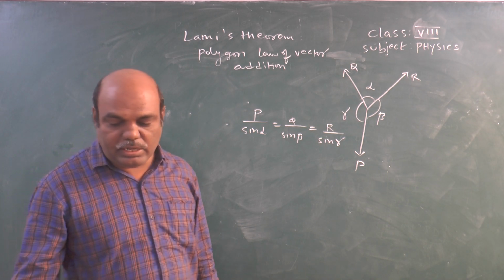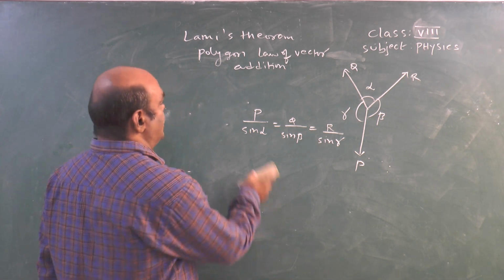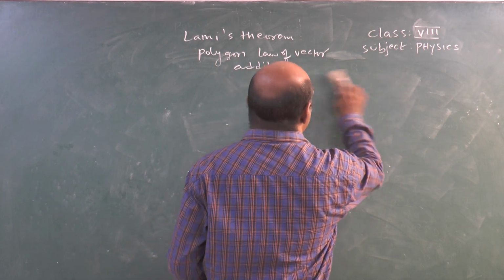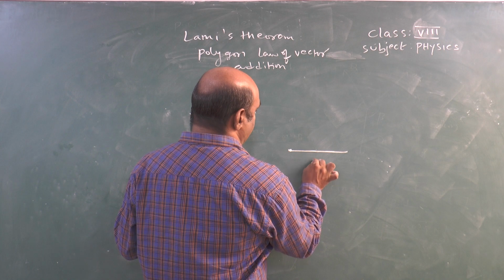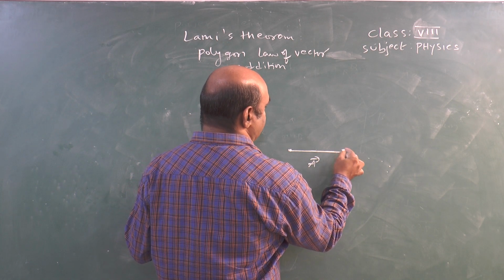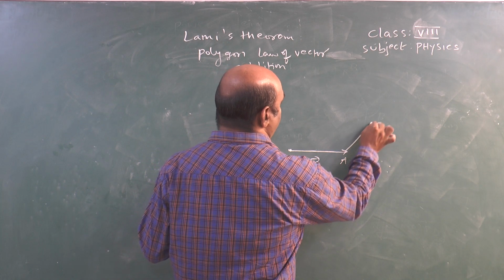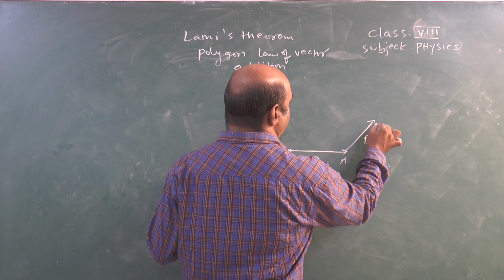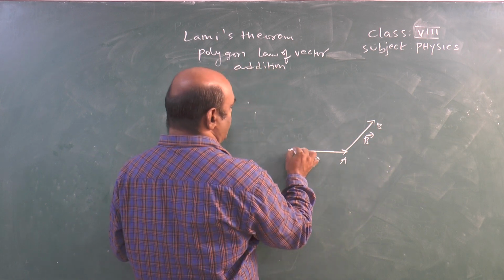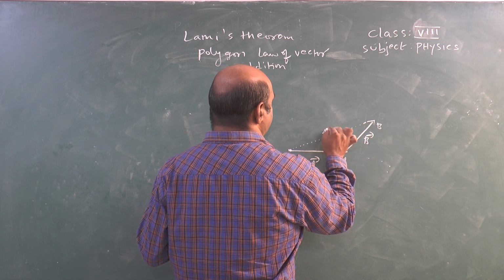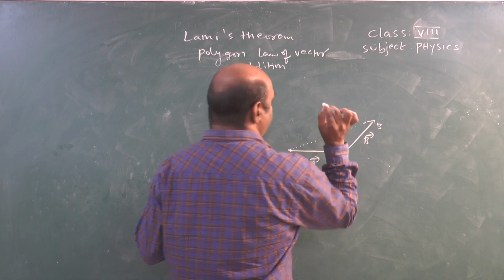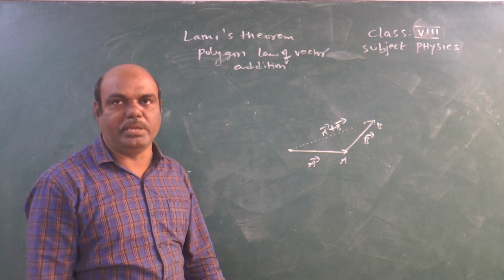Next, polygon law of vector addition. Polygon law of vector addition means, for example, here this is the A bar vector represented by point A. Now this is the B bar vector represented by point B. Now here the sum of these two vectors is A bar plus B bar.